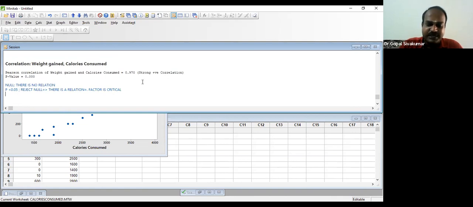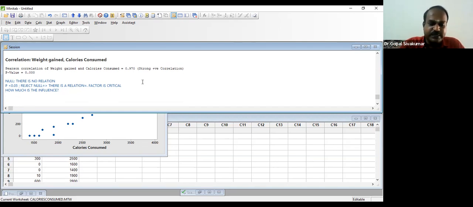If the factor is critical, how much is the influence? That also I want to know. You understand the sequence of analysis, what we are doing. Now, in order to understand how much is the influence, I want you to calculate something called the coefficient of determination. What is this? Coefficient of determination.